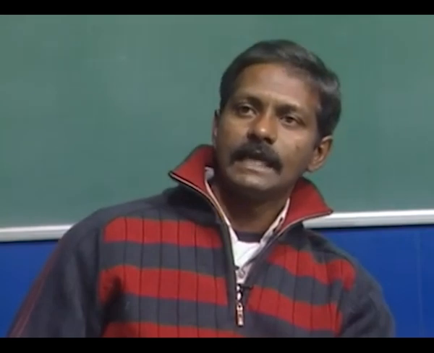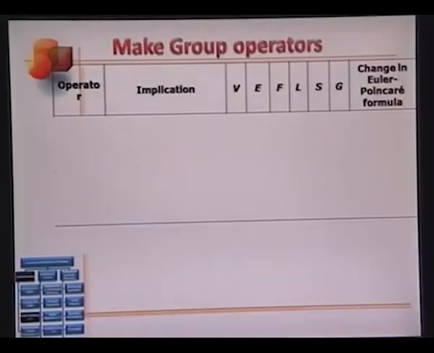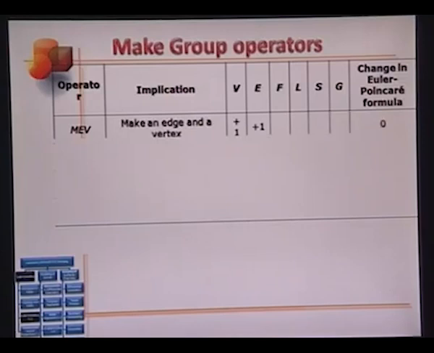Here are some details about the make group operators. MEV stands for make an edge and a vertex. This operator introduces a vertex in an edge, and all the other features are not introduced. Correspondingly, there is no change in the Euler-Poincare formula. The second operator, make a face and an edge, MFE.